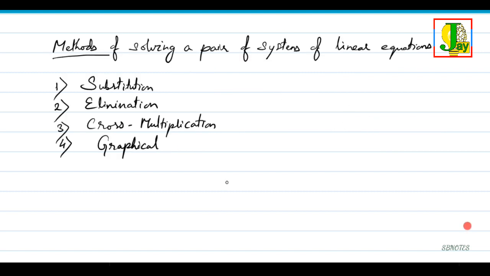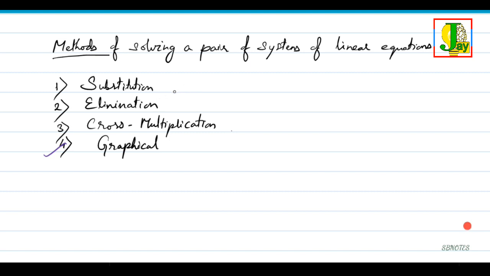These are the different methods that we use to solve a system of linear equations in two variables. The first one is the substitution method, then the elimination method, then the cross multiplication method, and the final one is the graphical method. This one is not in this chapter, so we are going to see how to solve a system of linear equations by the graphical method in some other chapter, where we have a graphical representation of straight lines.